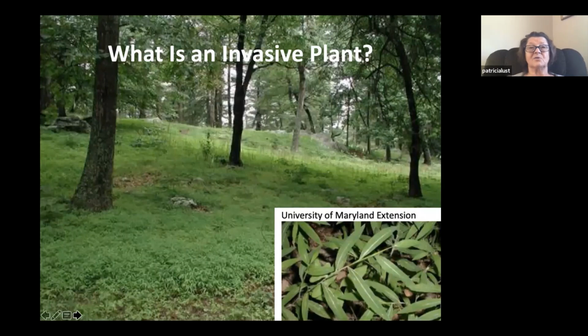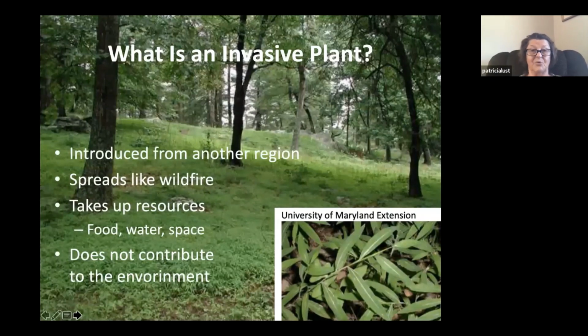Japanese stiltgrass is one of our most hated invasives now. And as a person who helps maintain the Powhatan Trail, we're pulling it out all the time, because what an invasive does, generally speaking, is to come in and take up the space and the resources that a native plant would ordinarily take up, but it doesn't give back anything to the ecological system. So here's a nice little list of a definition of an invasive plant.